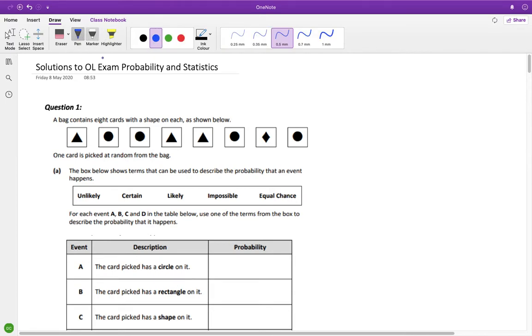Okay, so the first one is the card picked has a circle on it. So that is 1, 2, 3. So it's 4 circles out of how many cards? Oh, 8. Okay, so that's half, which means it's this one. Okay, equal chance, because it was 4 out of 8.